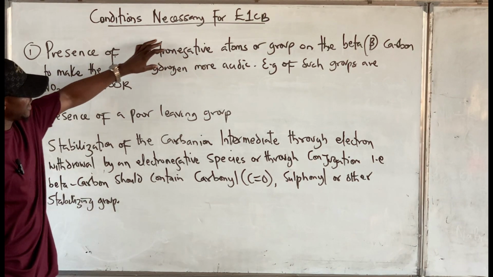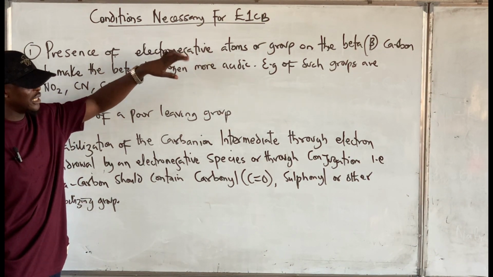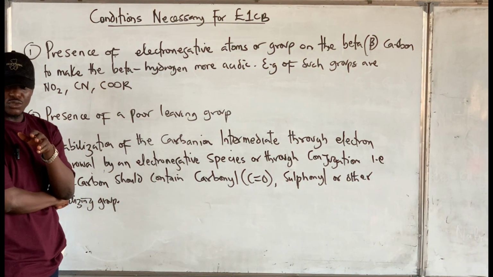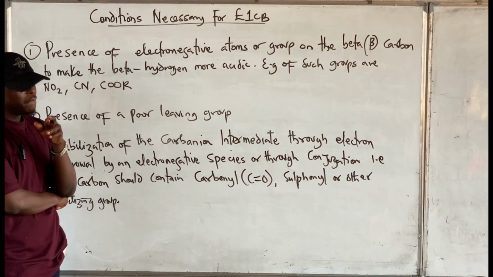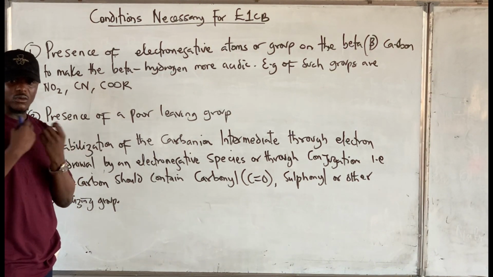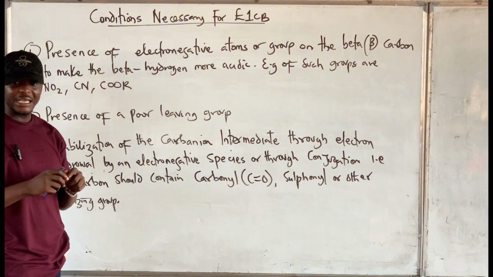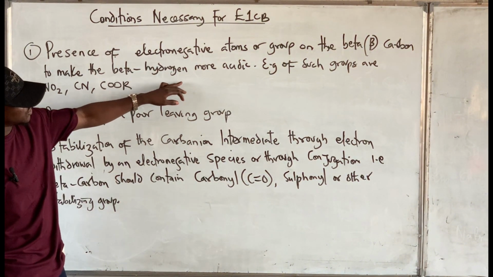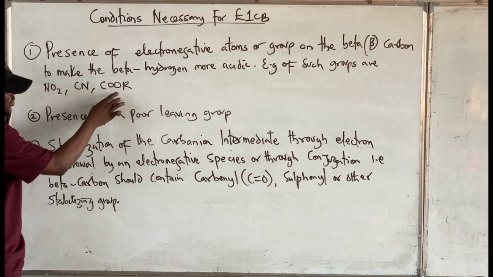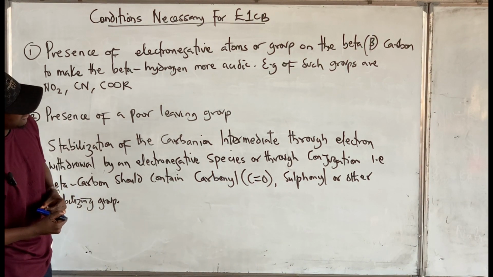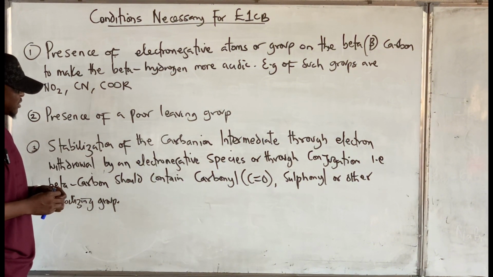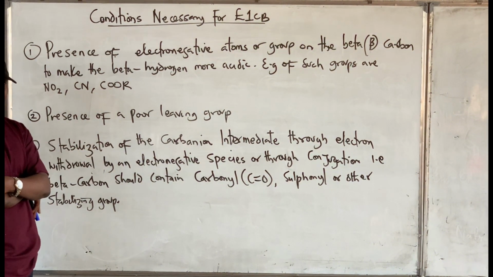Number one is presence of an electronegative atom or group on the beta carbon. Beta carbon is actually the carbon attached to the one bearing the halogen. Remember that electronegative atoms or groups are those that withdraw or attract electrons, negative I, to make the beta hydrogen more acidic. Examples of such groups are nitro, CN, and this. So anytime you see this attached to the beta carbon, it's going to help the E1CB to proceed faster.